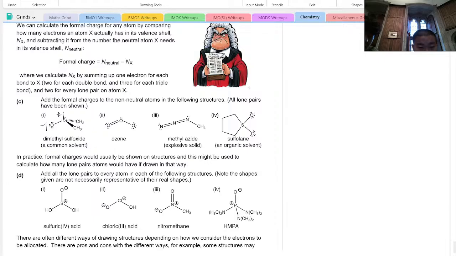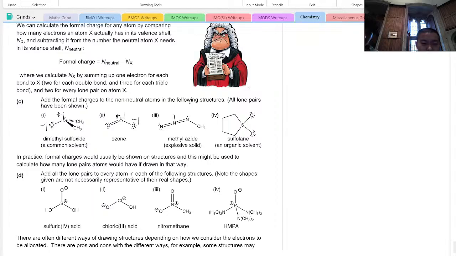Ozone. 1, 2, 3, 4, 5. So this is -1. 1, 2, 3, 4, 5, 6, 7. Wait, this is supposed to be +1. Oops. +1, -1. Because it's 6 minus 5, 6 minus 7. Yes. Am I doing an alright job of explaining it? Yeah. Okay. You know what? I'm just gonna do these because why not? Wait, no. What am I doing?